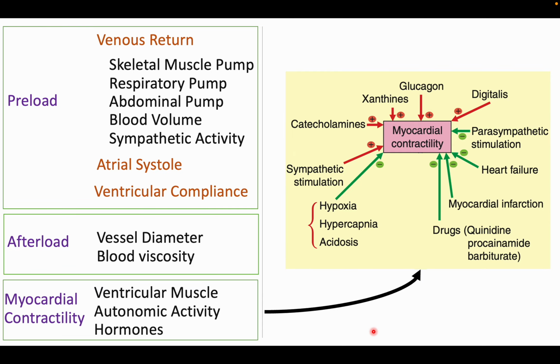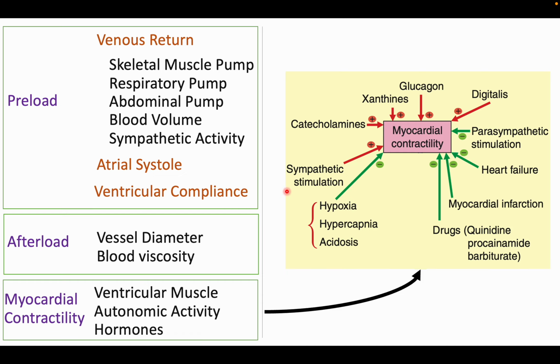The last part which affects the stroke volume is myocardial contractility. It can be affected by ventricular muscle contractility, autonomic activity, and different hormones. In this image, you can see all the factors which are affecting myocardial contractility. In a state of hypoxia, hypercapnia, or acidosis, myocardial contractility decreases. The arrows in red color are decreasing the myocardial contractility.